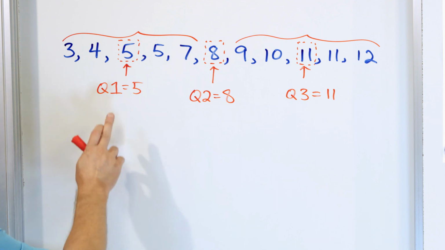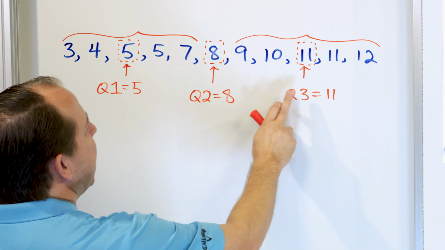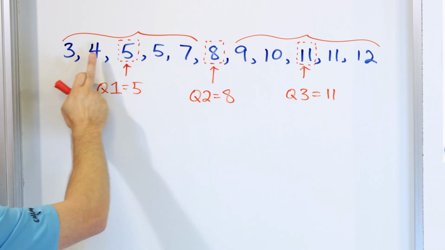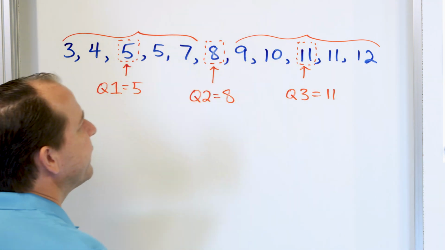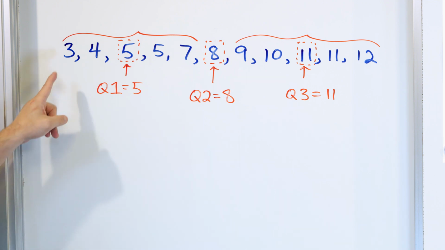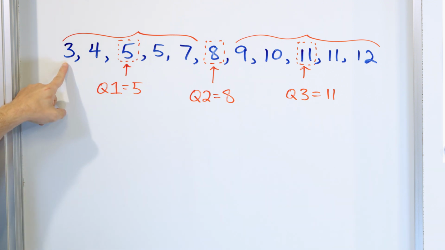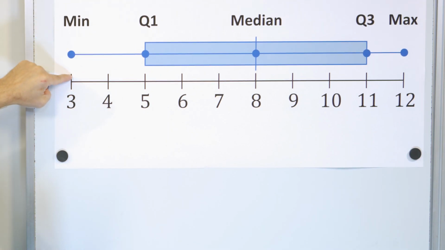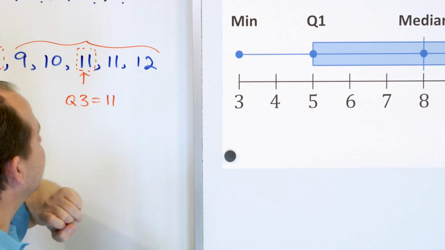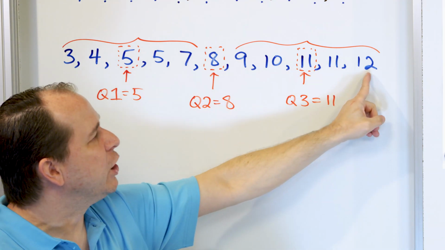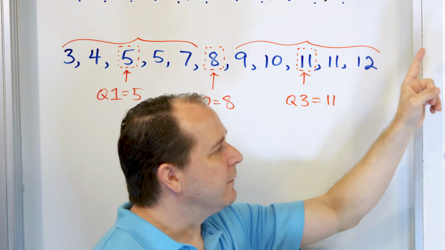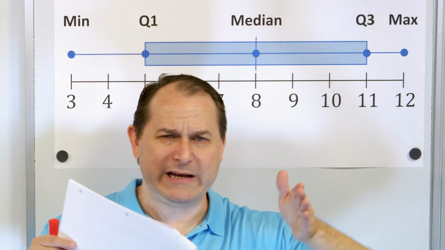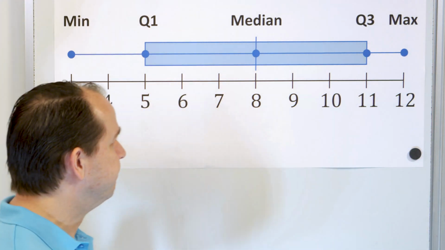All right, so now we have Q1, Q2, and Q3, and we also know the smallest value of the data set is 3, and the largest value is 12. So we're going to construct this box and whisker plot. You first find the smallest number of your data set, which is 3, and you put a single dot at the number 3. That's the minimum value of the data set. Then we find the largest value, 12, and put a dot at 12. That's the maximum value. The extreme edges of the data are now on the chart.